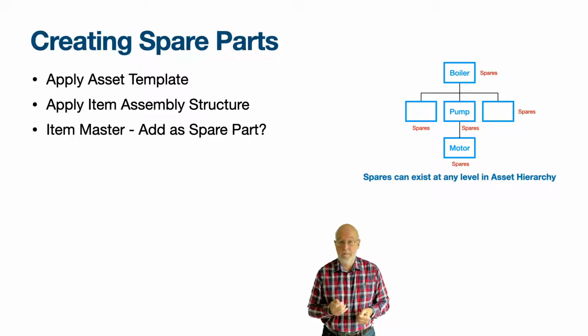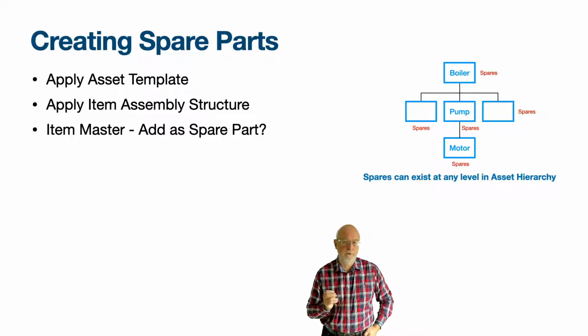Associated with Add as Spare Part is another field, Maximum Quantity, which determines how many of the item can ever be issued to the asset. When used, this is often set to 1. An example would be software for a laptop or PC. You wouldn't want 2 or more copies of the same software on the same device.